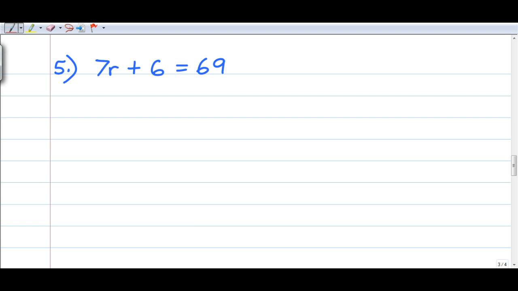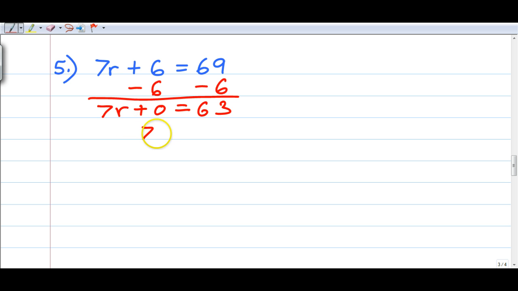Now we want to look at problem 5. We want the r on its own, so we're going to move the 6 to the other side using the addition principle. So we're going to subtract a 6 off both sides. This leaves us with a 7r plus 0 equals 63. So in this problem, we have 7r equals 63.